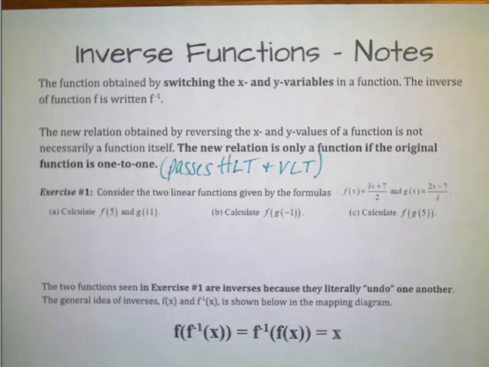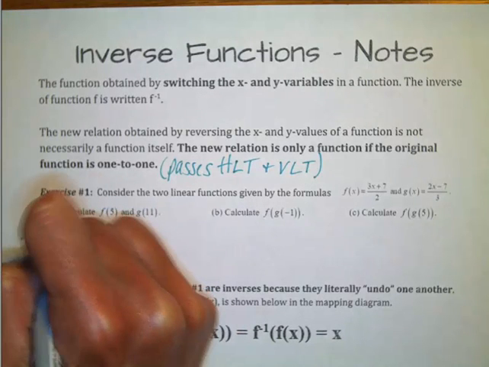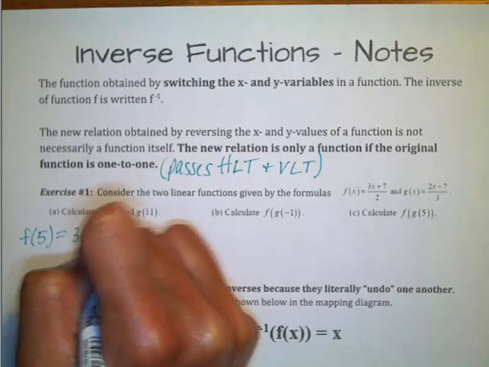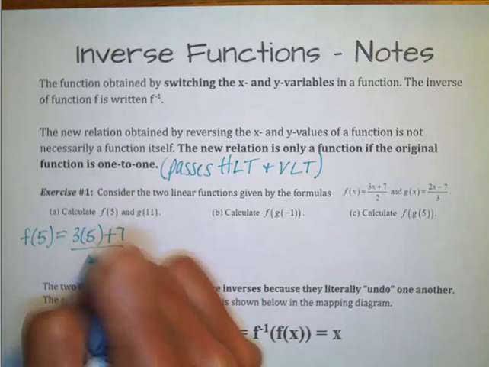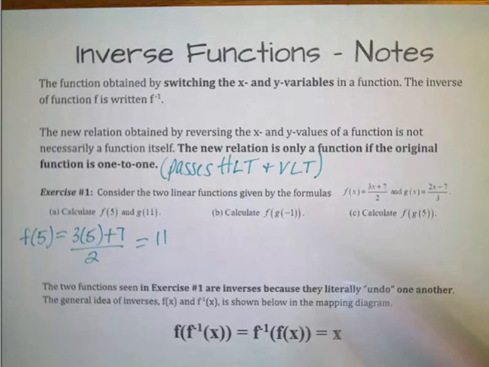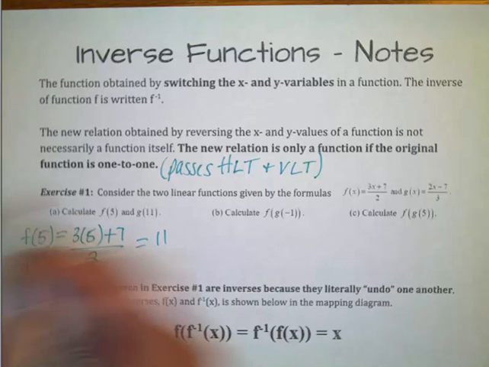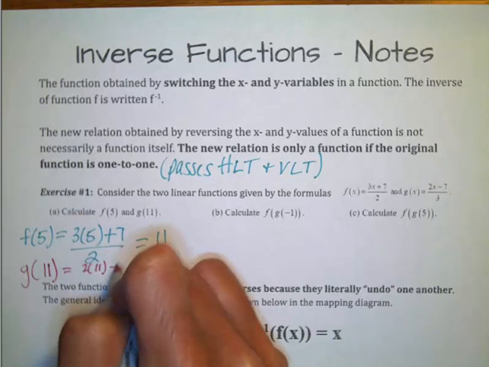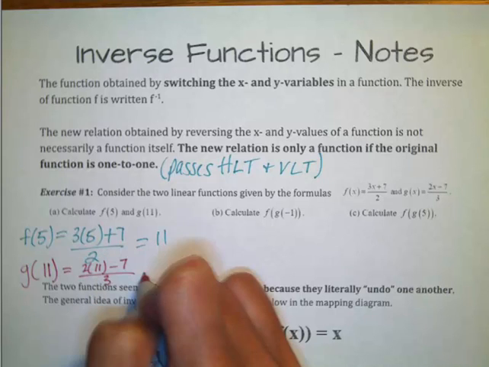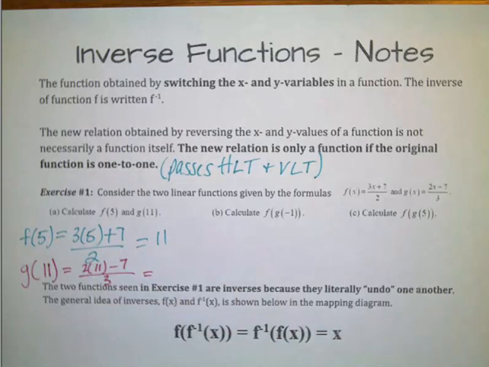So consider the two linear functions given by the formulas f of x and g of x. Calculate f of 5 and g of 11. So f of 5 is going to be 3 times 5 plus 7 divided by 2, which is 11. G of 11 is 2 times 11 minus 7 over 3, which is 5. F of 5 is 11. G of 11 is 5.